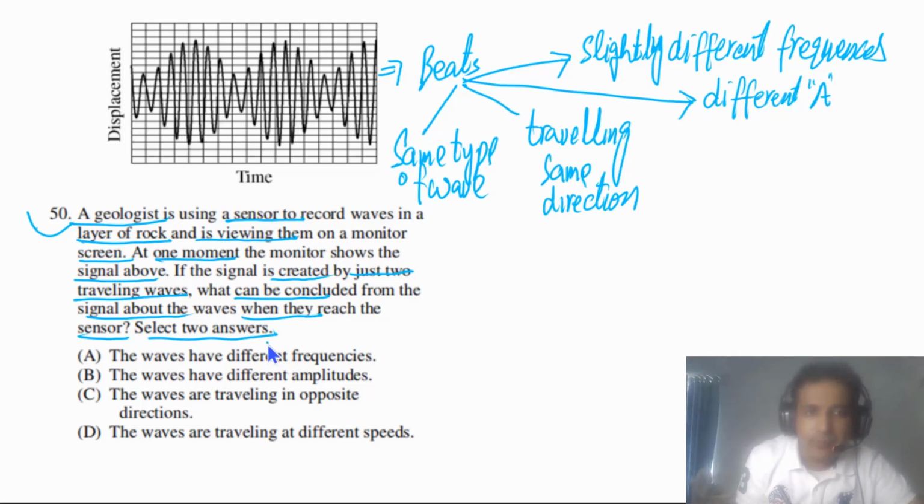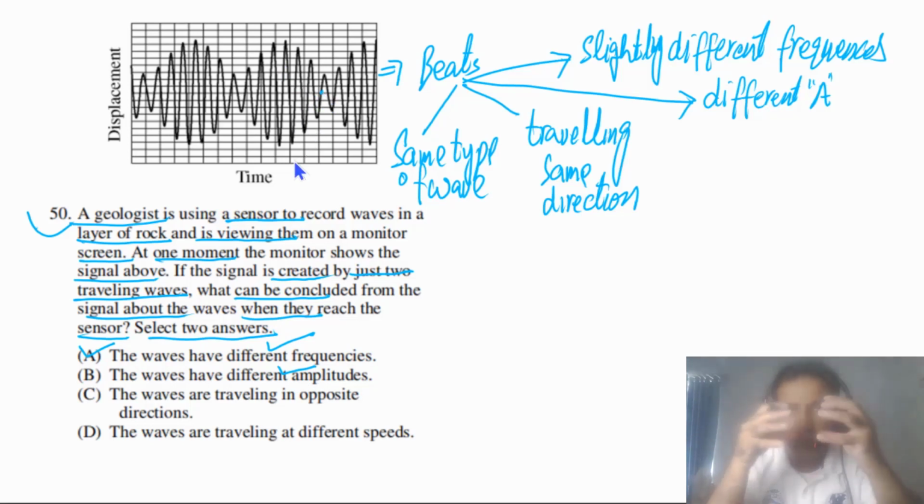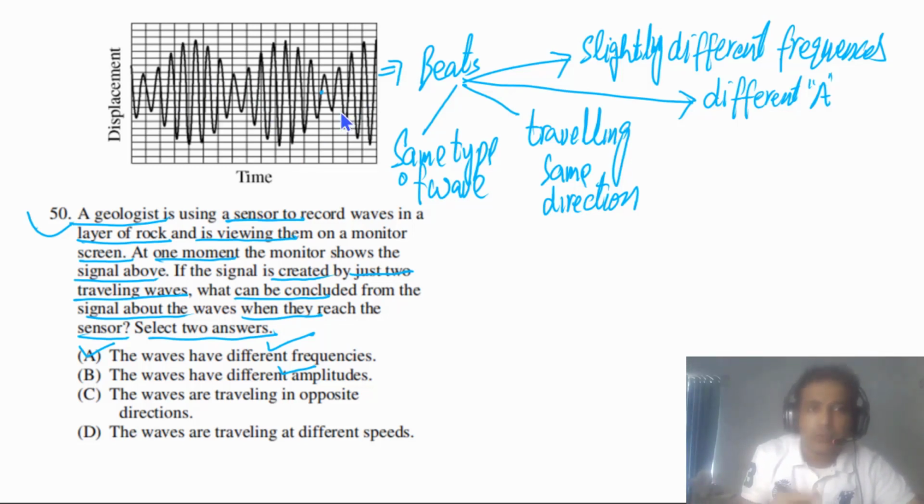The waves have different frequencies. Yes, this is correct. The waves have different amplitude. Yes, because the amplitude is not zero. If they have the same amplitude, when they interfere destructively, the resultant amplitude has to be zero. But in this case, the resultant amplitude is not zero. It means they have different amplitude. So options A and B are correct.